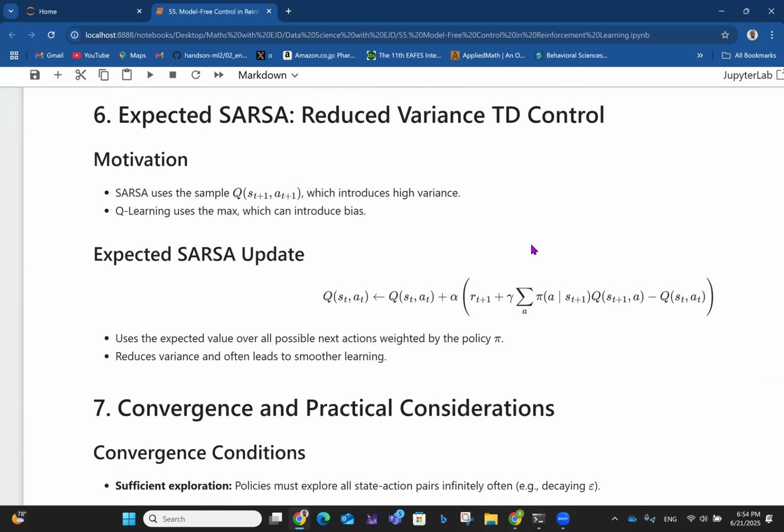So we now have expected SARSA, which is reduced variance temporal difference control. The motivation is that SARSA uses the sample Q of S, so Q at the next step, and action at the next step, which introduces high variance. And Q learning uses the max, which can introduce bias. So expected SARSA updates now result in this expression we have right here. This uses the expected value over all possible next actions weighted by the policy pi, reduces variance, and often leads to smoother learning.